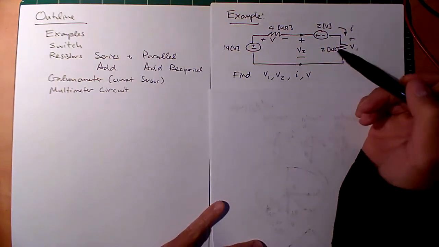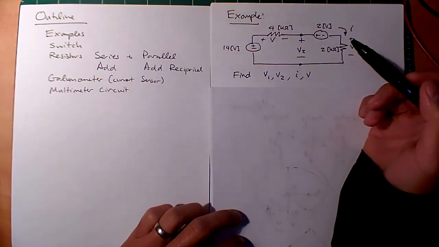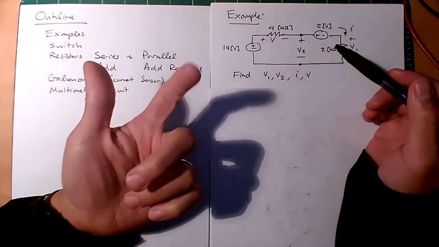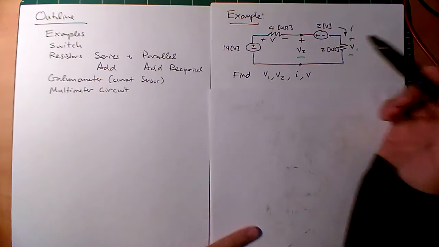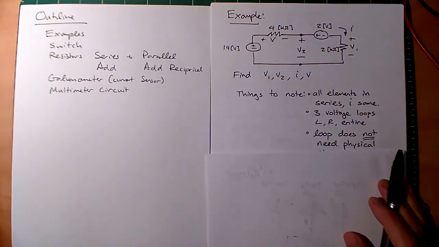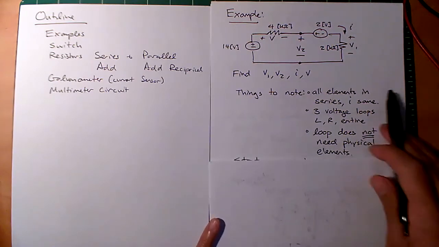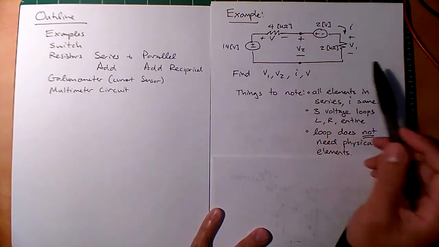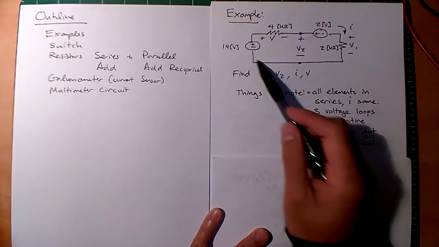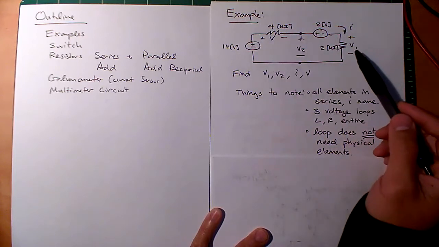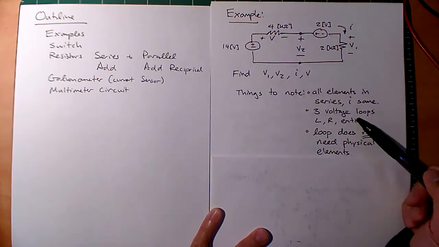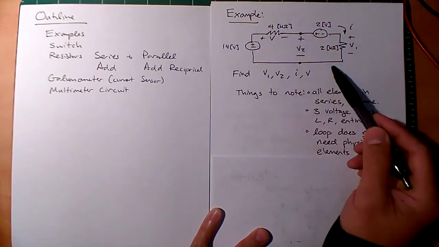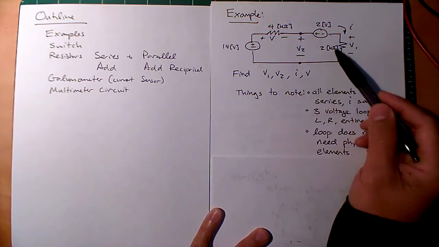All right, so what are some strategies that we can use to go over? Well, what do we have? We have KCL, KVL, Ohm's law, and power, right? And so if we look at some things I've written, we can see that all these elements are in series, right? That means the current is the same throughout all of these elements. We also notice three voltage loops. There's one main voltage loop. We could write a KVL over here, or we could write one for the left and one for the right, okay?